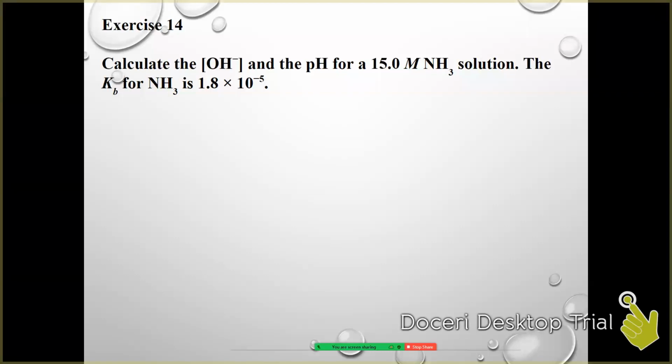All right, so we're calculating the hydroxide and the pH. Notice it doesn't say POH of a 15 molar ammonia solution. So that's a weak base. And then they give me my KB because it's a base. So I'll start with my R, which would be my reaction, NH3. And this is a reversible reaction, it is going to become NH4 plus and OH minus. Kind of like with acids, the water is usually left out of there, kind of just assumed.